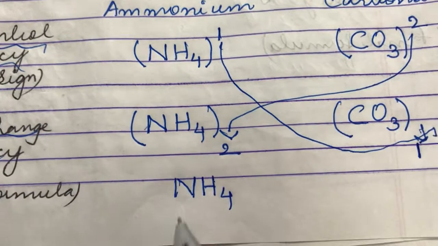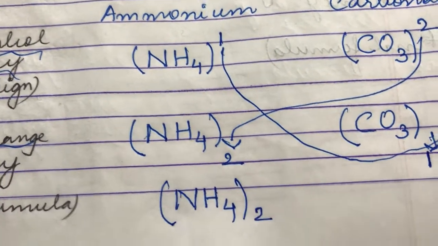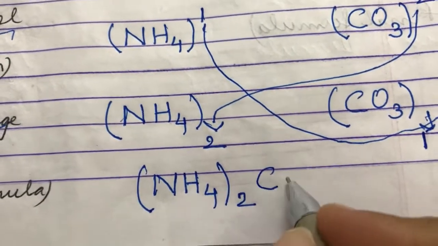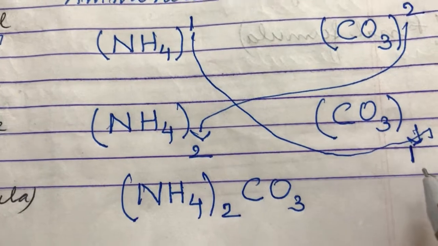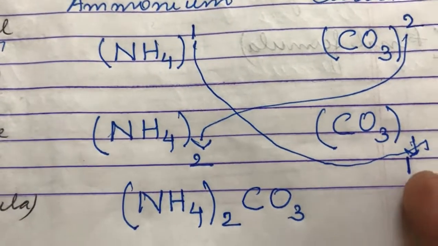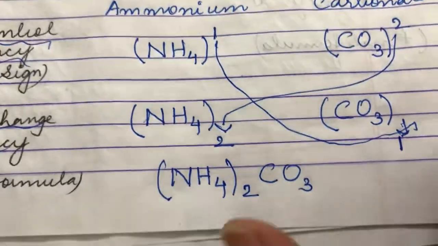NH4, both capitals. NH4 is one complete formula. You put it in a bracket. 2 has to come outside the bracket. C capital O capital 3. We need not put a bracket here because it is only a 1. If you don't write anything, it means it's 1. So the formula of ammonium carbonate is NH4 whole twice CO3.